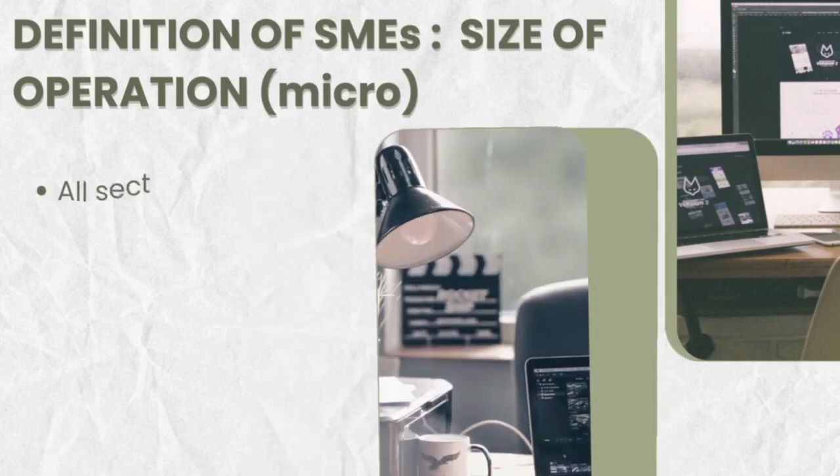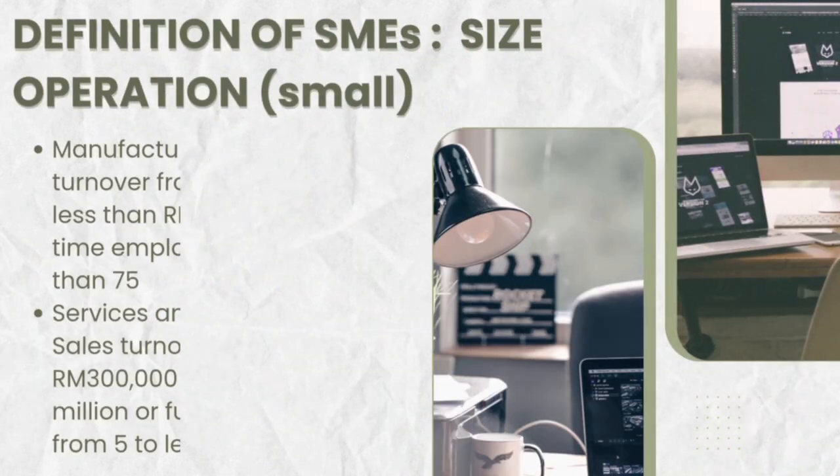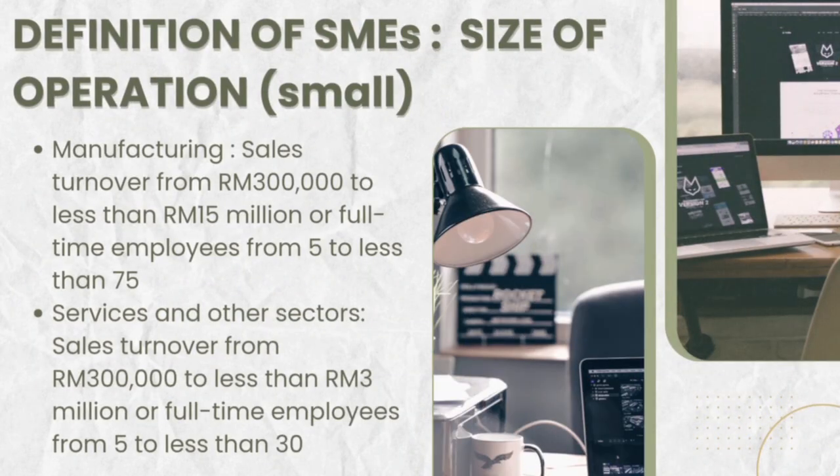In SMEs, there are three types of enterprises: micro, small, and medium enterprise. Now, let's go through one by one. First and foremost, in micro enterprise, the sales turnover is less than 300,000 ringgit or less than 5 full-time employees in all sectors.